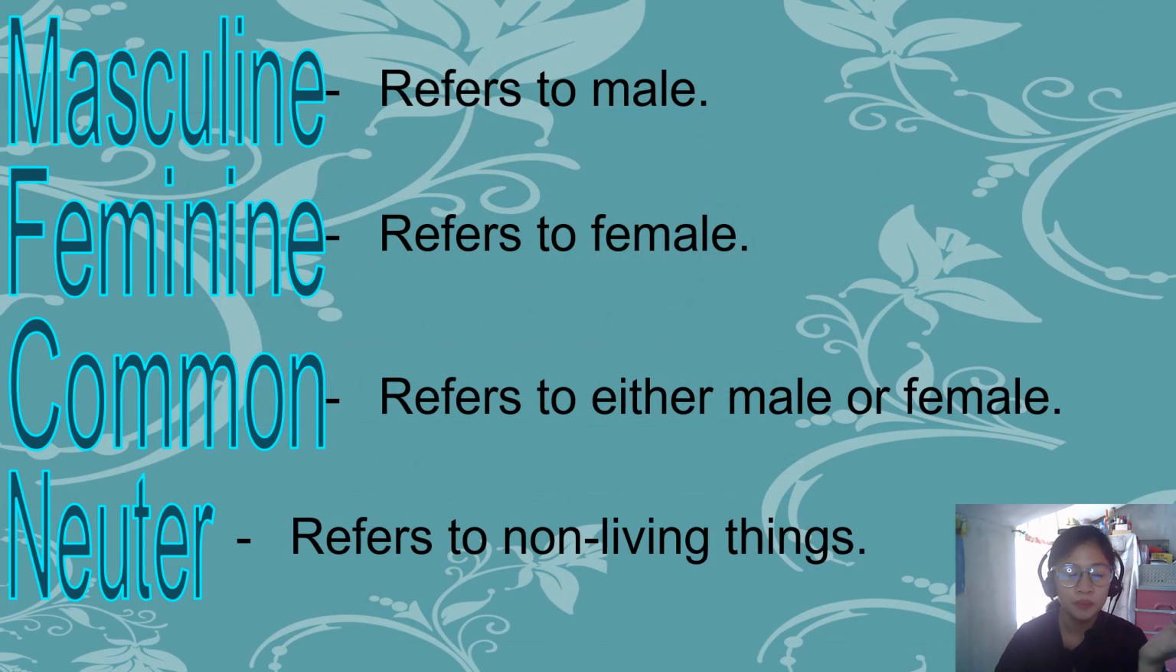Okay? So again, this is the summary of our lesson, and I want you to copy this on your English notebook. Okay? So we have here the gender of nouns. So we have 4 genders of nouns. The first one is masculine, which is referring to male. Next one is feminine, which is referring to female nouns. Common gender, which is referring to either male or female noun. And the last one is neuter, which is referring to non-living things or the objects around us. Okay? So if you are not done yet with copying this lesson, just pause this video.